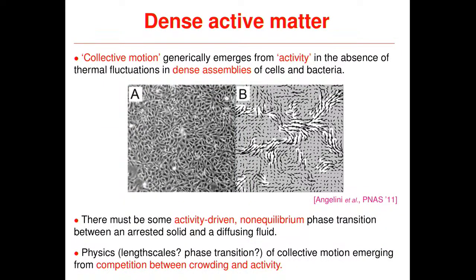These systems, in the presence of activity, flow like fluid, and yet in the absence of activity, they should be solid. So it means somewhere there must be some phase transition between the fluid and the solid that's driven by the amount of activity in the system. And this is the type of question that I think is interesting in this field. What is the competition between this activity and the crowding? The crowding wants to make the system solid. Activity wants to make the system fluid. What type of phase transition, physical effects, competition, length scales do you find in this system? So that's the general topic of the talk.